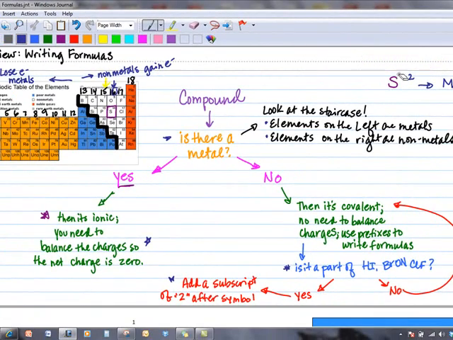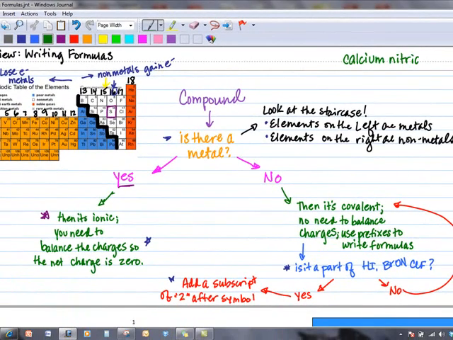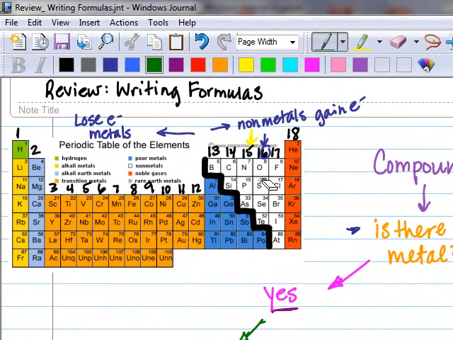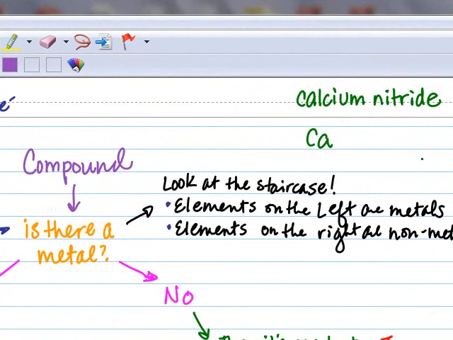Let's do another example. Let's do an example with calcium nitride. So calcium is here in the same family as magnesium was. So calcium, being in column 2, has 2 valence electrons, and since it's a metal, it's going to lose those electrons. It becomes positive. And since it lost 2 electrons, it becomes calcium +2.